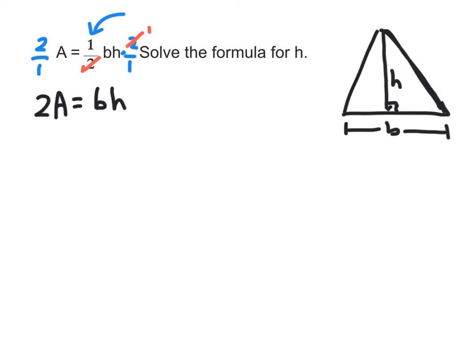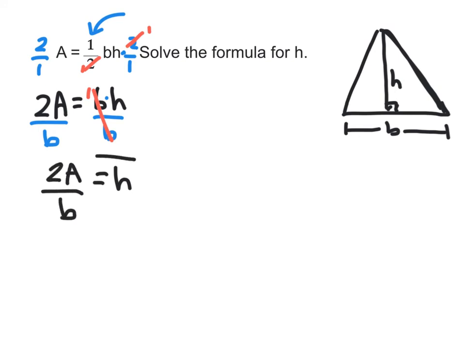Now to solve this for h, we need to get h alone. It's being multiplied right here by b. We need to divide by b, both sides of our equation, of course. B divided by b is 1. So we have h remaining on this side, and we have 2a divided by b on the left. We have solved the formula for height.